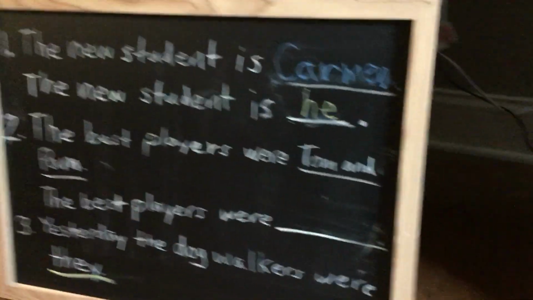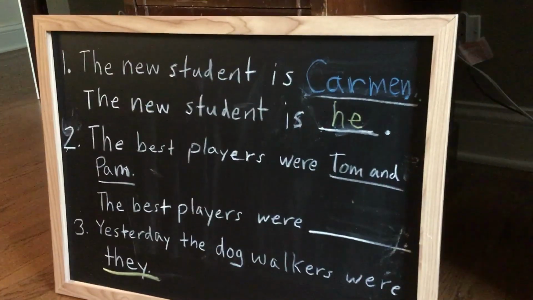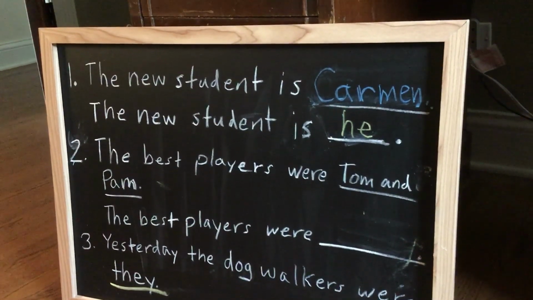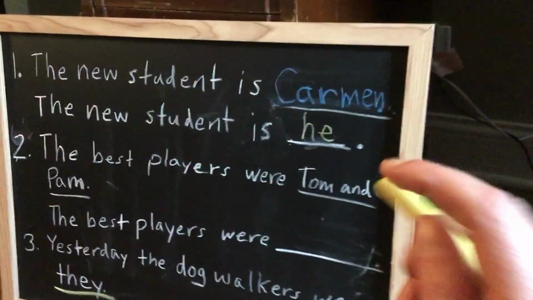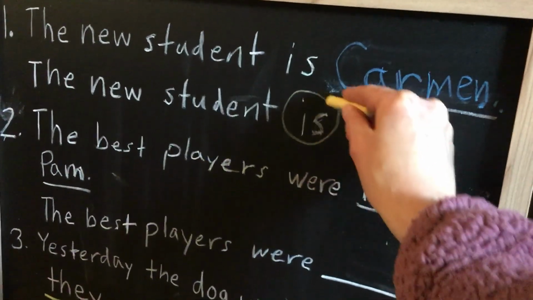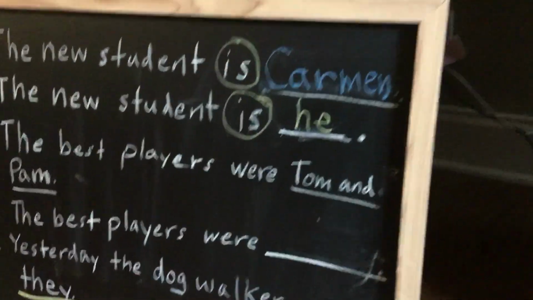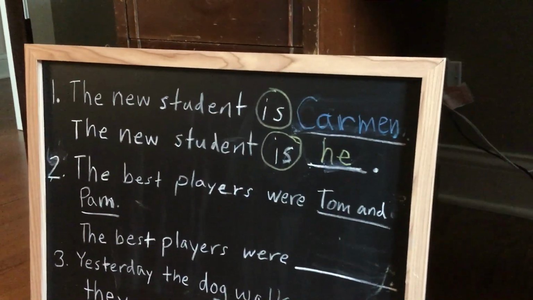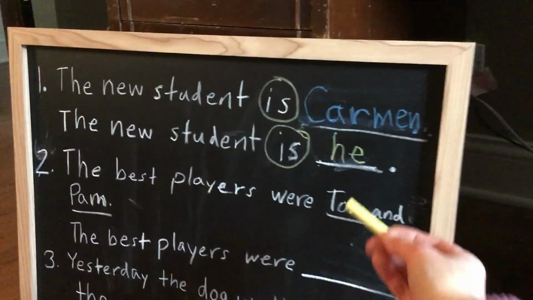Now, a lot of you would say that doesn't sound right. It should be the new student is him. Okay, well, this is the reason why it is correct, because he comes after a linking verb. The linking verb is. It's not an action. One way you can check to see if you did this right is by reading it backwards.